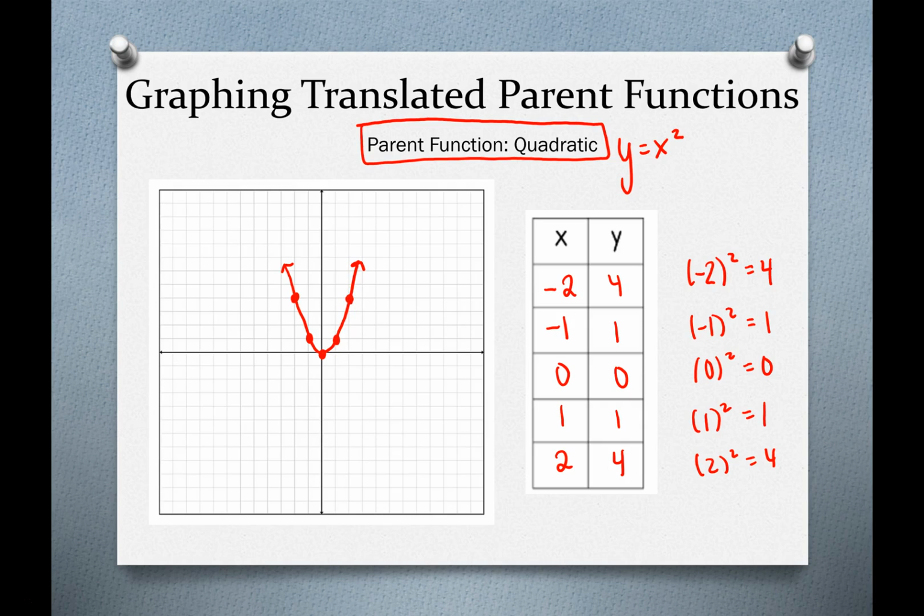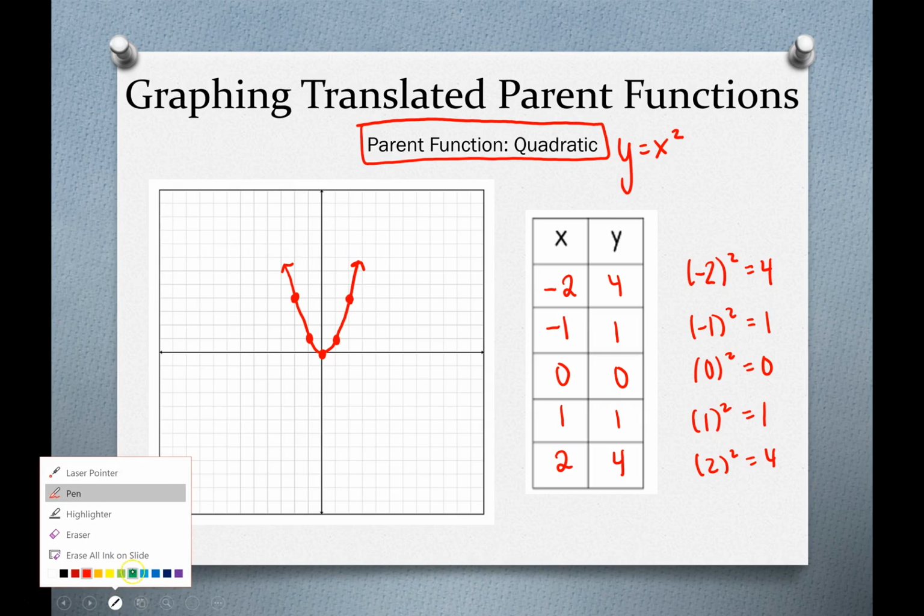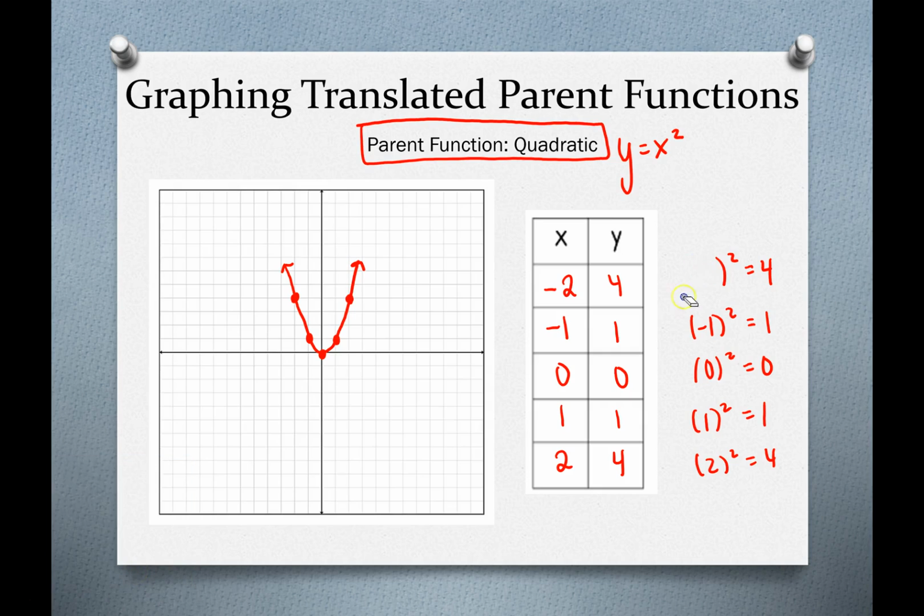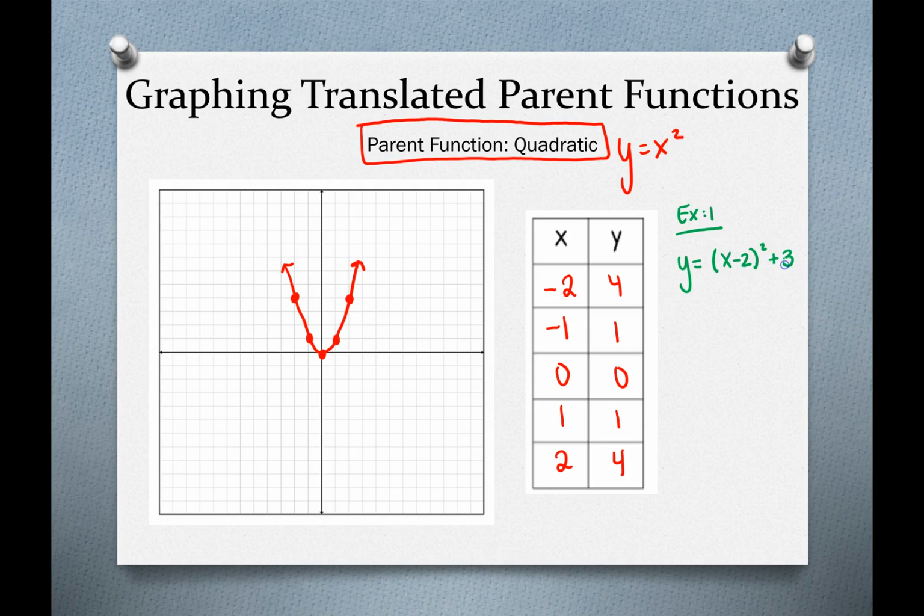All right. So now I want to talk about translating this. Translating means moving left or right, up or down, or maybe a combination of both. So let's go ahead and let's change our colors here. And if you do have a different color, that'd be great on your graph as well, or else it does get kind of confusing if you use the same color. So what I'm going to do is I'm going to give you something that looks like this. We'll call this example 1. And we'll have y equals parentheses x minus 2 squared plus 3.